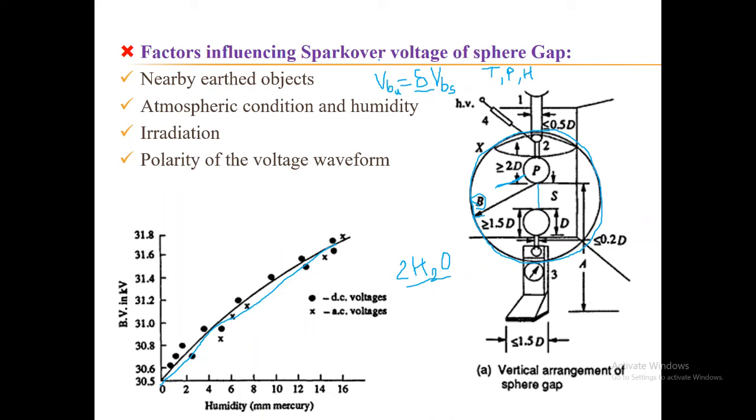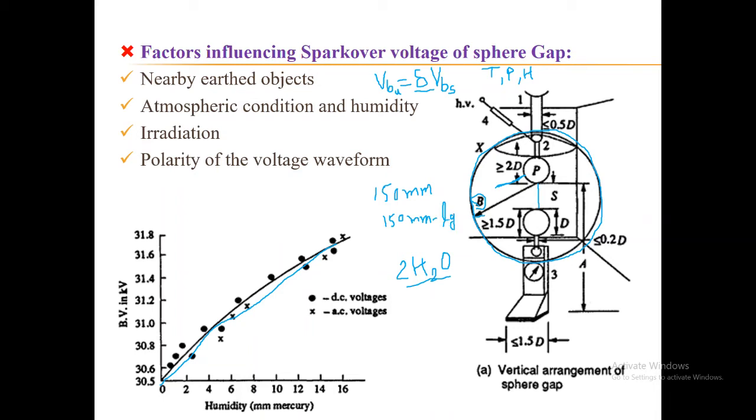So, uniform field and non-uniform field: how can we create them? If the length of separation between the two spheres is lower than or equal to the diameter, we can have a uniform gap between the two spheres. Let us assume that the diameter of the sphere is 150 millimeter. If I keep the length of gap between them also at 150 millimeter, then up to 150 millimeter of gap length we can have a uniform gap.